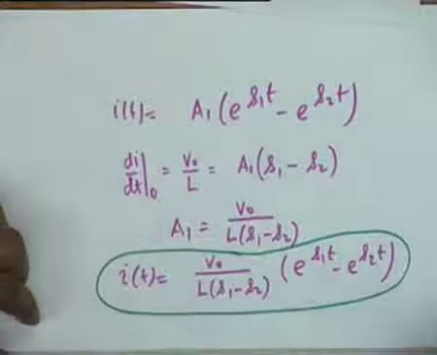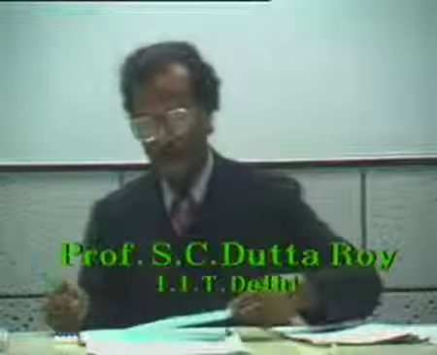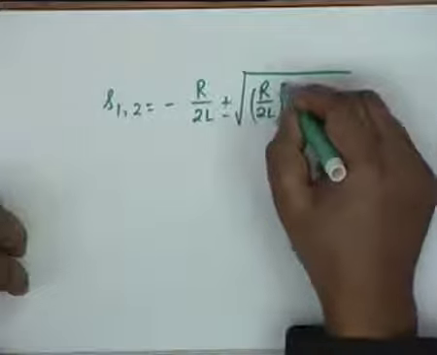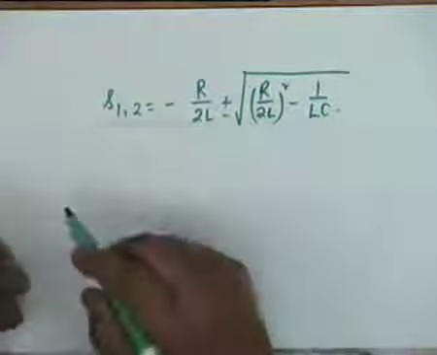Now, so far I have not said anything about the nature of these two quantities s1 and s2. If you recall, s1 and s2 are given by minus R by 2L plus or minus square root of (R by 2L) whole squared minus 1 over LC. The nature of these two solutions obviously shall depend on the discriminant, that is D, which is (R by 2L) whole squared minus 1 over LC.